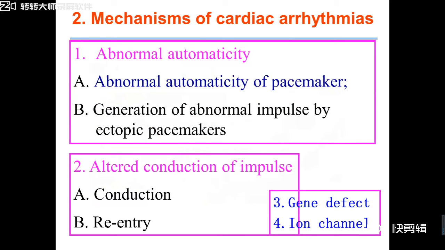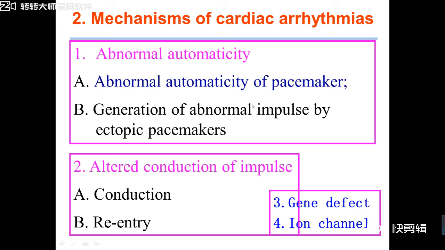The mechanisms of cardiac arrhythmias. So why do patients have arrhythmias? It is still unclear, but maybe for these reasons. The first reason is abnormal formation of impulse. The second reason is abnormal conduction. Just now we have known the definition of arrhythmias. Abnormal formation of impulse means abnormal automaticity.